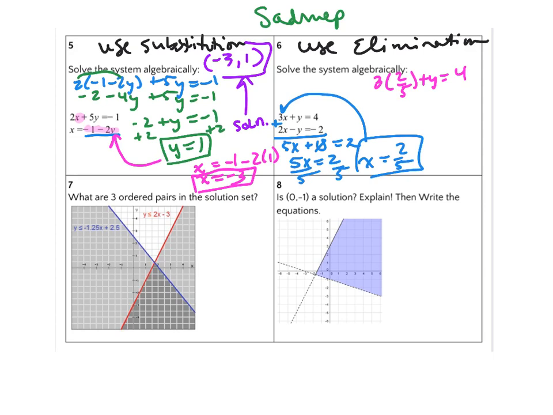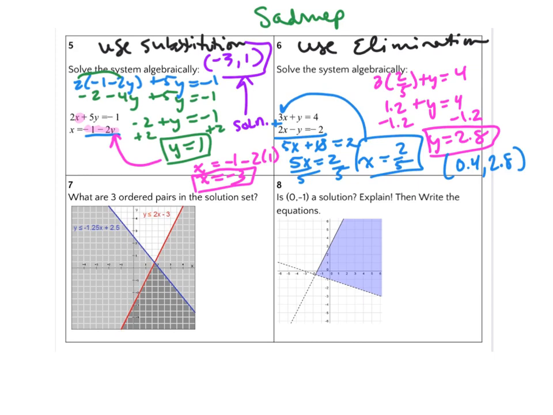3 times 2/5, 2 divided by 5, is 1.2. Plus y equals 4, minus 1.2, minus 1.2, y equals 2.8. And then 2 divided by 5 was what decimal? 0.4. Okay, well, I'm not proud of this, but. So 0.4 and 2.8. That's not fun, but sometimes things aren't.